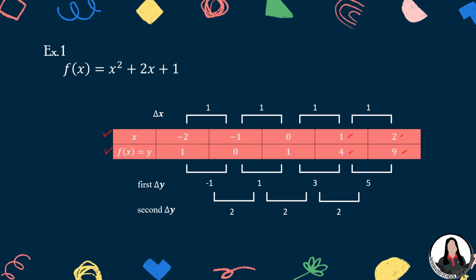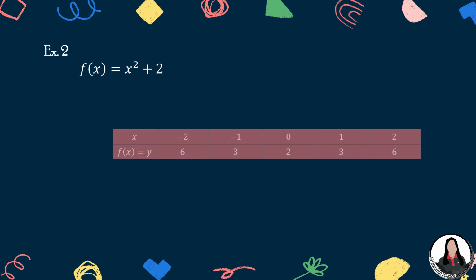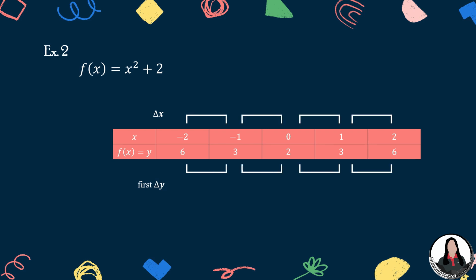I have here another example of a quadratic function and the representation of its table of values. We have f of x equals x squared plus 2. Again, another table of values is flashed on your screen. So for us to check if that is a representation of a quadratic function, you have to get the change of x and then the first change of y. Okay, so let's start with the rightmost values. 2 minus 1, we have 1. 1 minus 0, that is 1. 0 minus negative 1, again that is 1. And negative 1 minus negative 2 is positive 1 also.